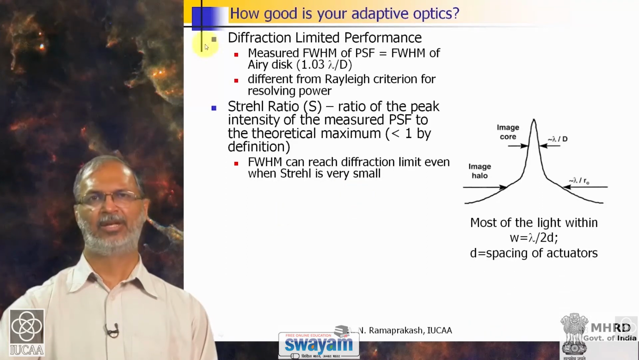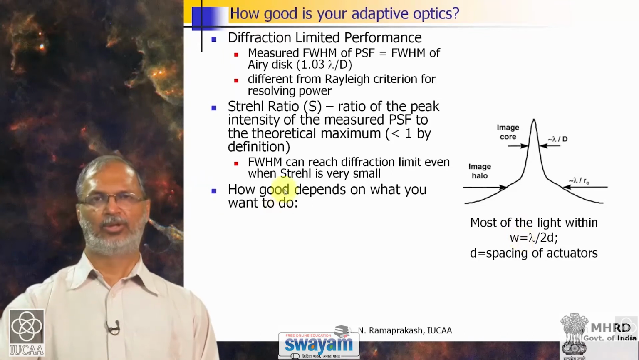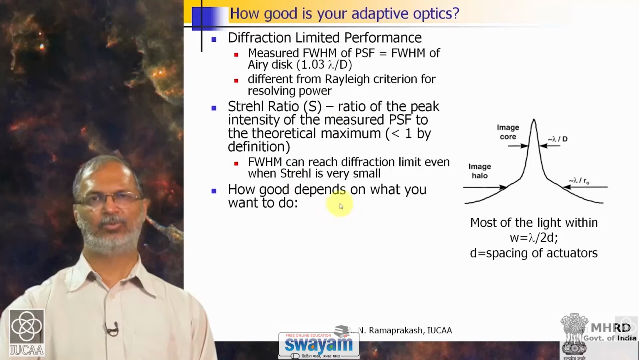and this can be another serious limitation. So, the performance of an adaptive optics system has to be measured both in terms of the angular size of the final delivered image as well as the Strehl ratio, or the ratio of the peak intensity relative to the ideal peak intensity that can be delivered by a diffraction limited system. So, when you design an adaptive optics system, you will have to decide what you want to do.